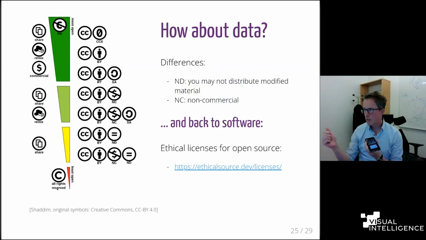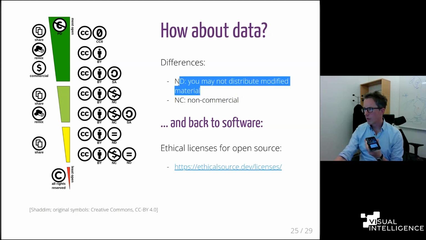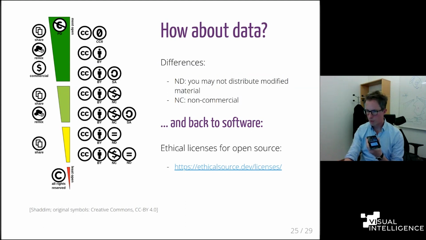Maybe I wanted to point out the differences. What is different about software licenses and data licenses? In data licenses, we will see that there exist no-derivatives licenses that don't allow you to make derivative work. That doesn't really exist in software, as far as I know. Also, the restriction of non-commercial. So that is something that the Creative Commons licenses have. But there can be restrictions on usage in terms of ethical use. And here I refer to a resource to read more about that. I will not go more into detail.